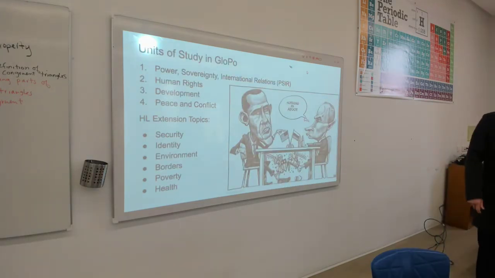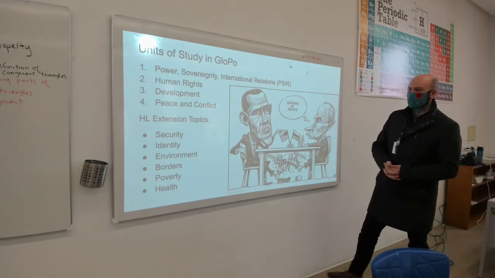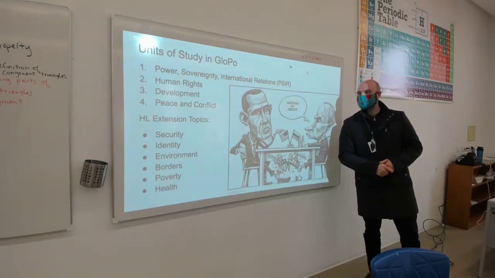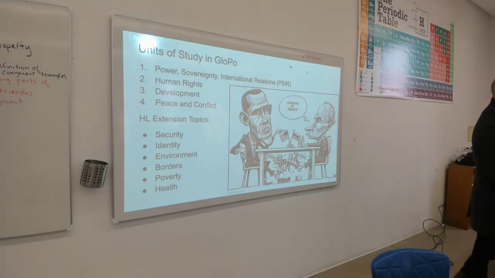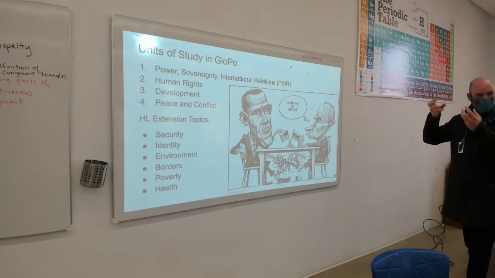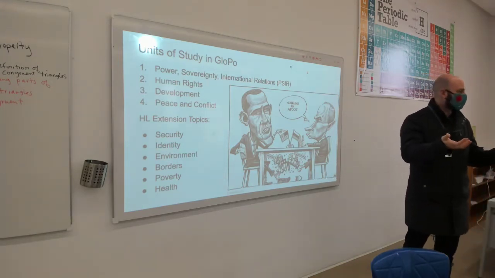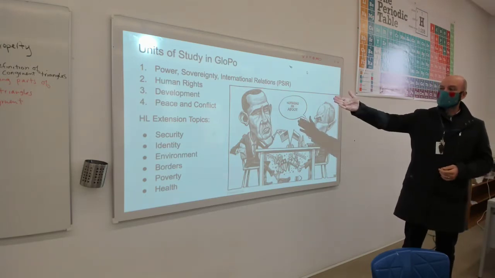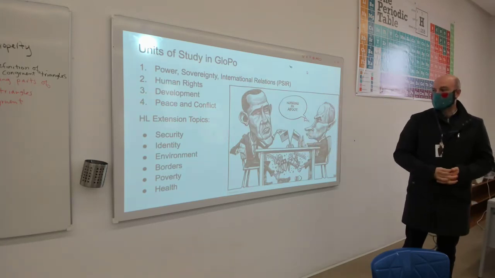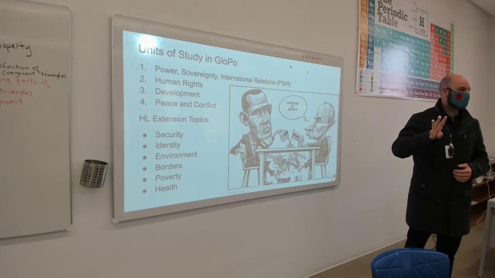All right, so during the 2 years of the course, we will study 4 units total. The first unit is Power, Sovereignty, and International Relations, or PSIR, which is the foundation unit where we get into a lot of terminology, some theory, and then look at how states, countries act with each other and why that is. Going to human rights, by 12th grade you're into development, international development, and then on to peace and conflict. Those are the 4 units that we study.